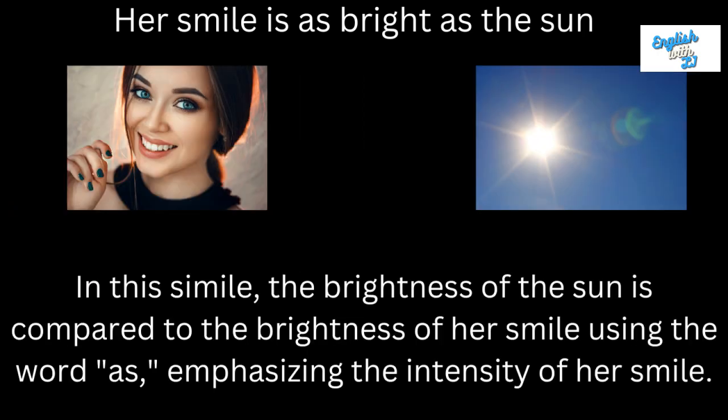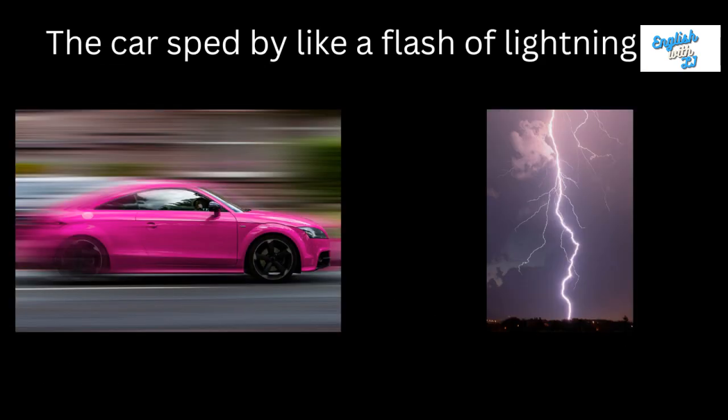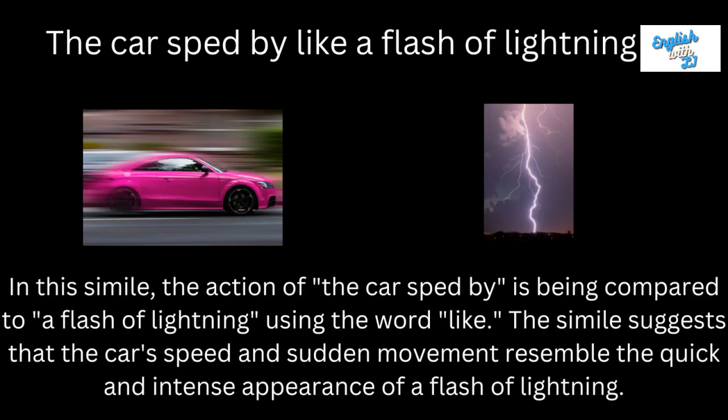In this simile, the brightness of the sun is compared to the brightness of her smile using the word "as," emphasizing the intensity of her smile. The car sped by like a flash of lightning. The car sped past like a flash of lightning, or this car sped by like a flash of lightning. So it's not saying it is a flash of lightning, it's like a flash of lightning.